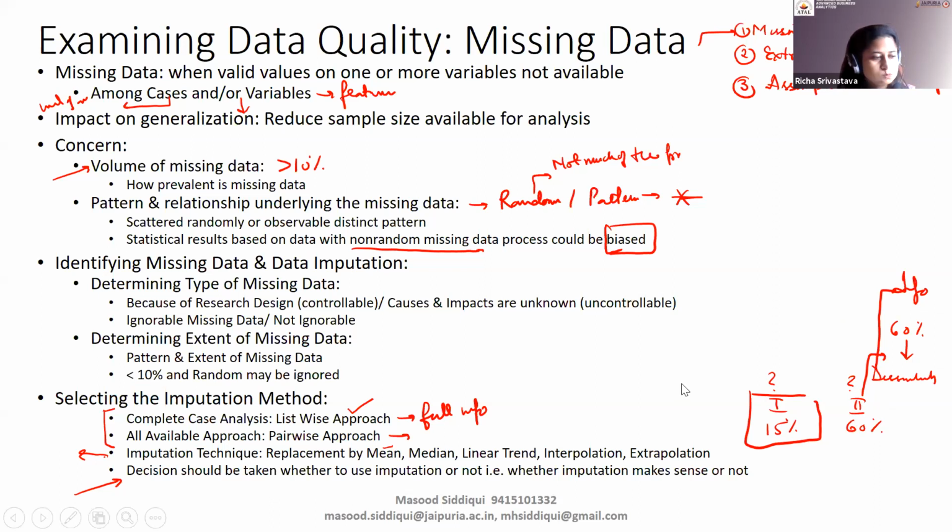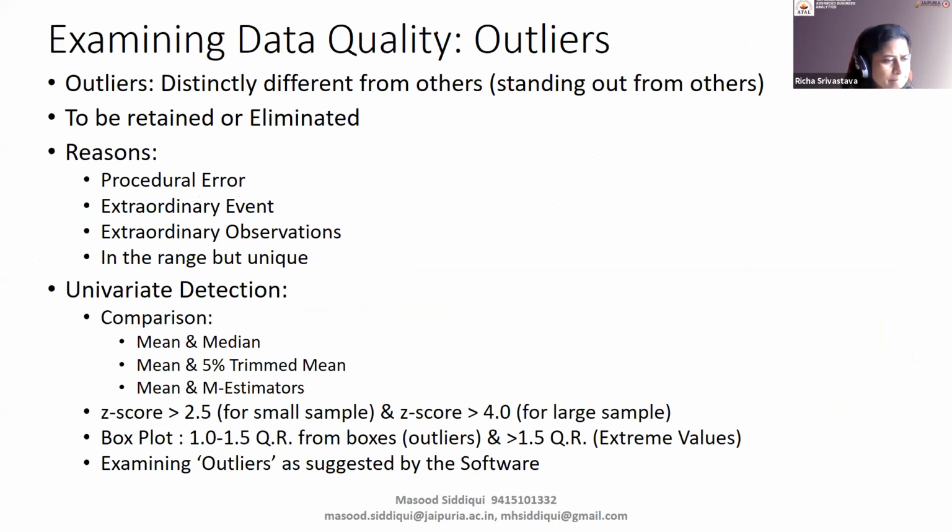After that, we go for the second aspect, that is known as examining outlier or extreme values. Outlier or extreme values are a part of the data, but they are distinctly different from others, means they are standing out from others. So the question arises whether to retain or to eliminate them. And here a lot of discussion is required. In some situations, retaining is useful, and in some situations, elimination is useful.